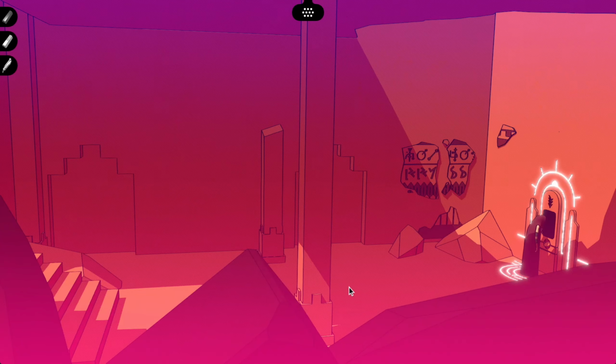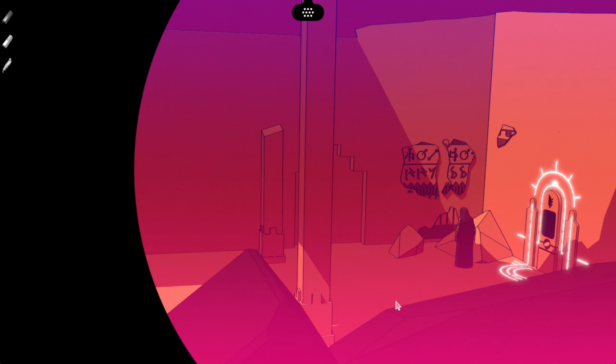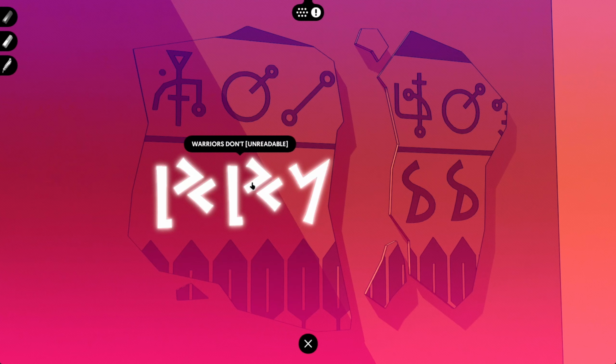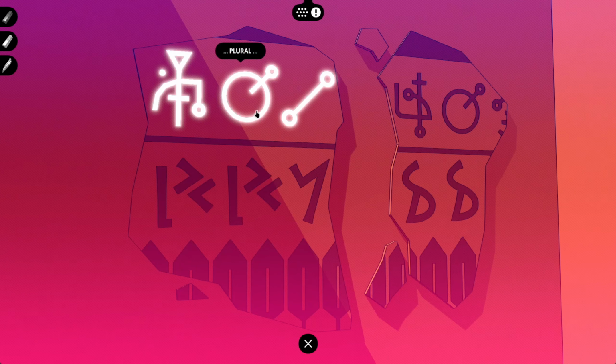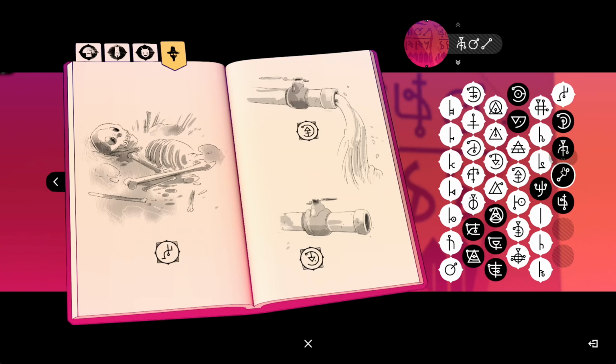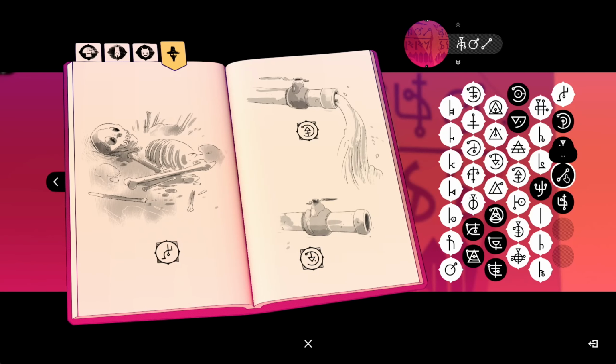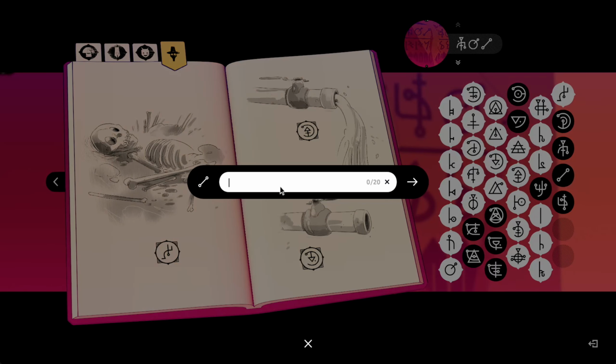Oh, there were also some symbols on the wall. Yeah, like that, right there. Warriors don't... blah, blah, blah. Okay, so I'm assuming the first symbol has to be warriors, I think. And the second one is don't. Or the not, no, whatever.